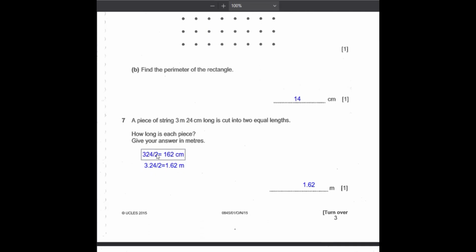And then you divide by 2. If you divide them by 2 you get, in centimeter, 162 centimeter, you can convert it to meter back. And we know when we convert to meter, we divide by 100, which is going to be equal to 1.62. Or from the first, you can count them as meters. We know 3 meters, 24 centimeters is going to be 3.24 meter. And then divide by 2 is also giving you 1.62. It's the same idea.